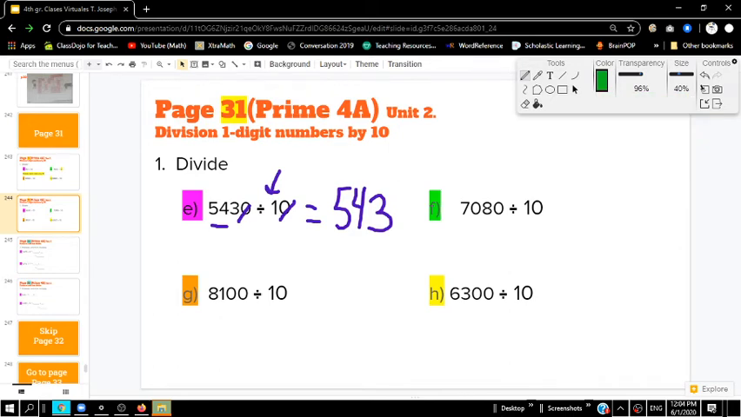Letter F says 7,080 divided by 10. We're going to divide both sides by 10. In other words, we're going to move the decimal point over one spot to the left. And our new problem is 708 divided by 1, which just equals 708.